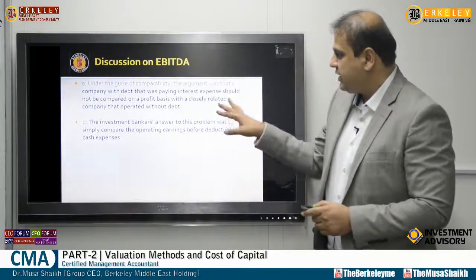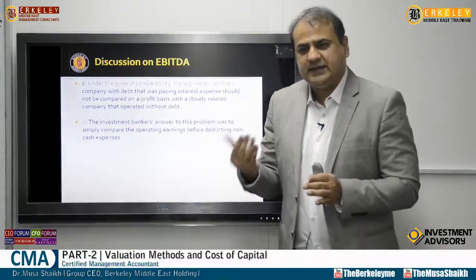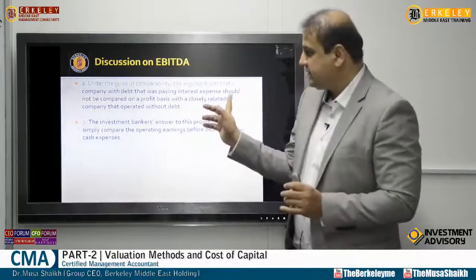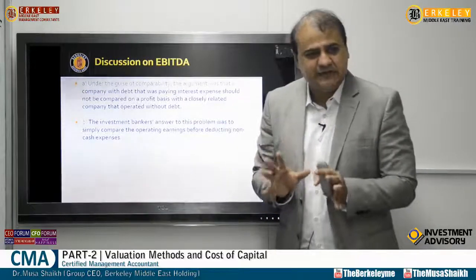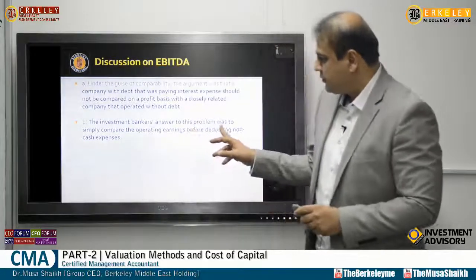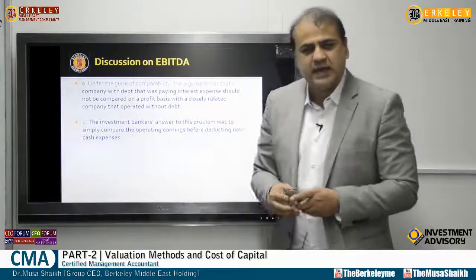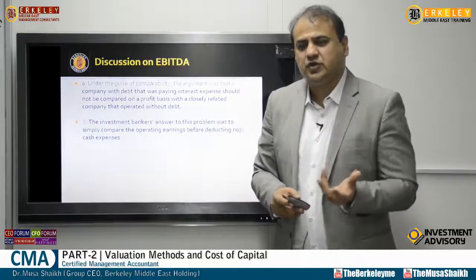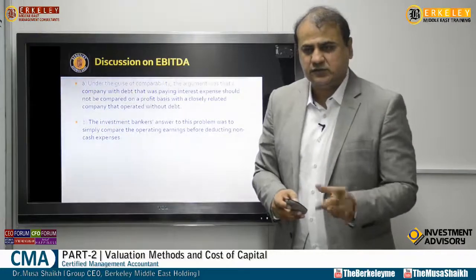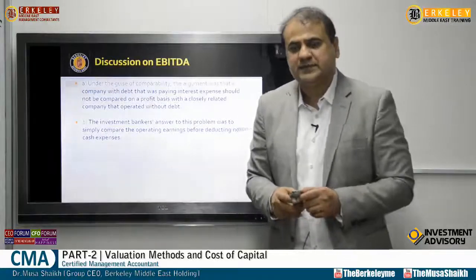I already explained that if you are comparing a company with a debt structure, meaning they have loans, with a company without a debt structure, that will be a different way to analyze. Any investment banker's answer to this problem is to simply compare the operating earnings before deducting non-cash expenses. So this is a short formula if you want to compare debt versus non-debt. You can simply take the earnings before deducting the non-cash expenses. What are non-cash?